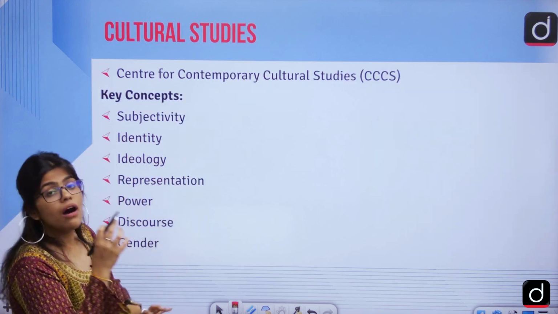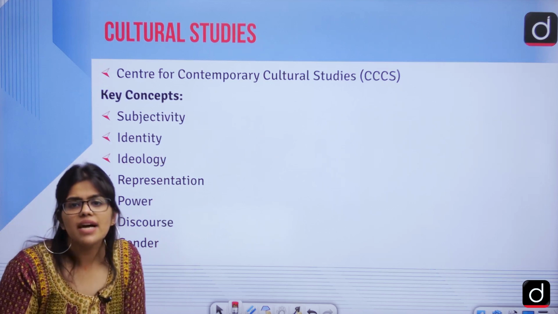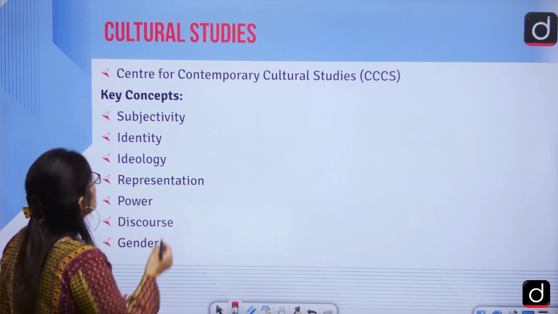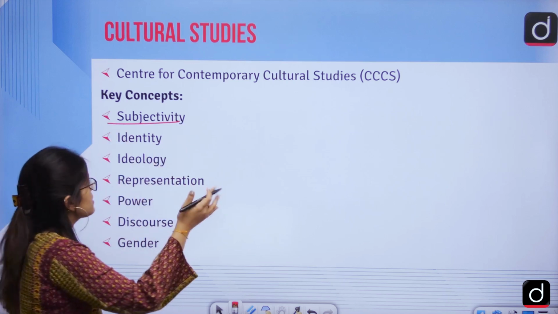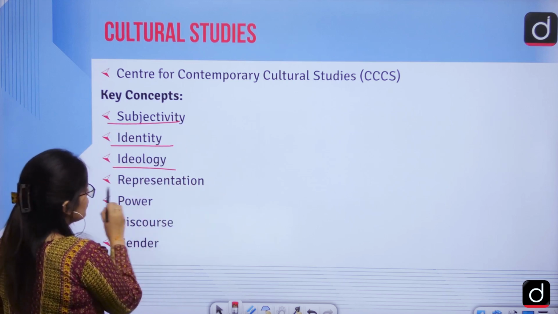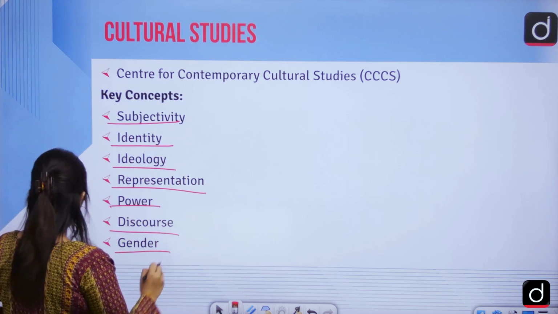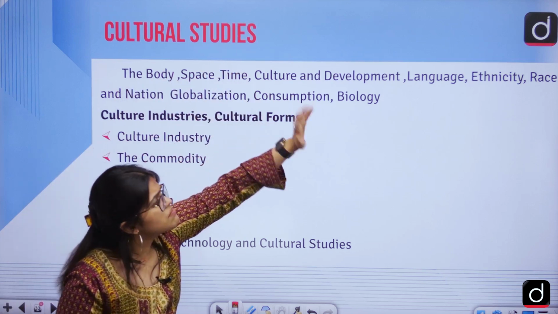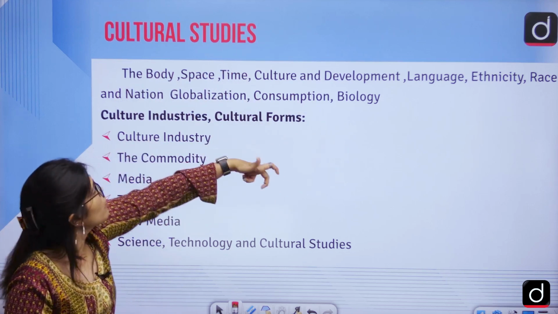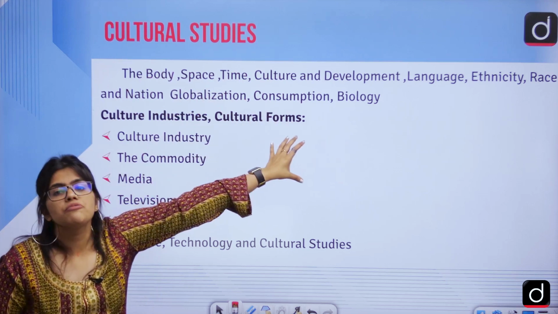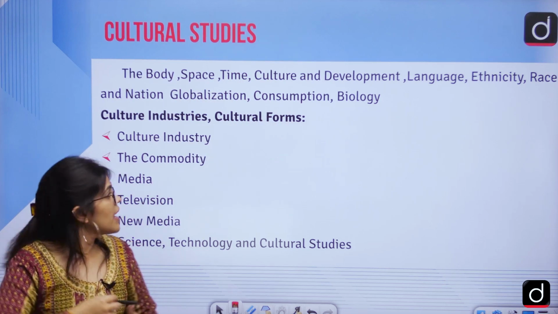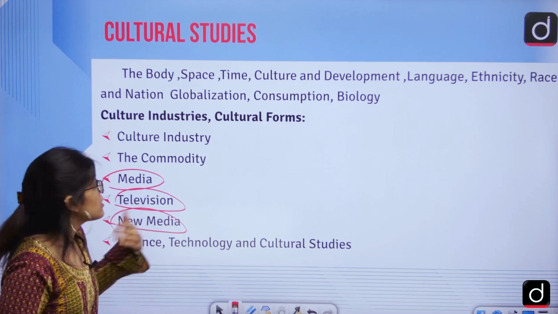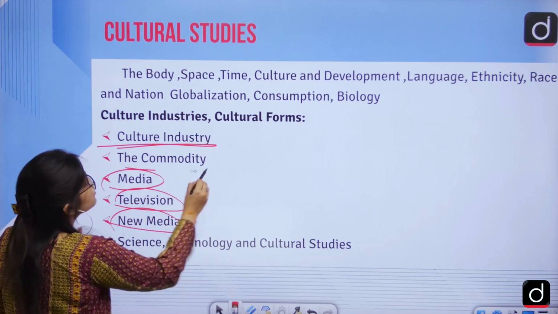There are some important key concepts that if you focus on in cultural studies while you are reading the text, things would be very clear. They will talk about subjectivity, identity, ideology, representation, power, discourse, and gender. They'll talk about body, time, space, ethnicity, race, biology, globalization, consumption. These are the few things that all of the writers are talking about. They'll talk about media, television, new media, technology, and the cultural industry.